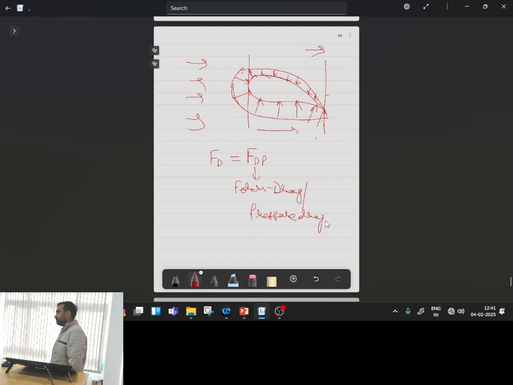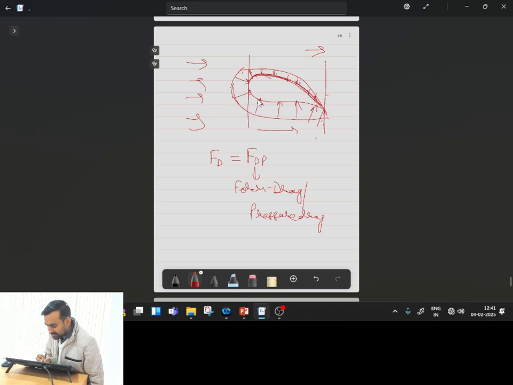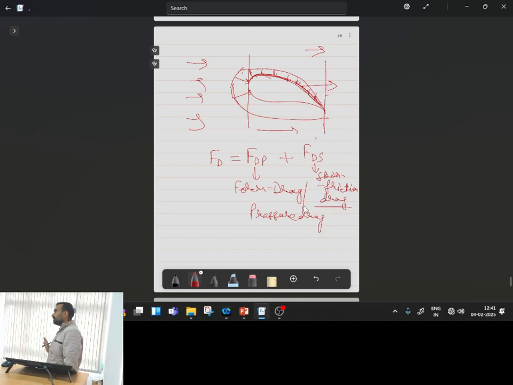What else do we have? Other than this, we have some shear stress acting over this surface because of the viscosity of the fluid medium. Whatever force acts on this surface in the direction of the flow because of viscosity is called skin friction drag. Is this one clear?